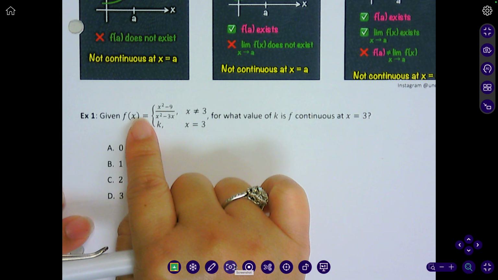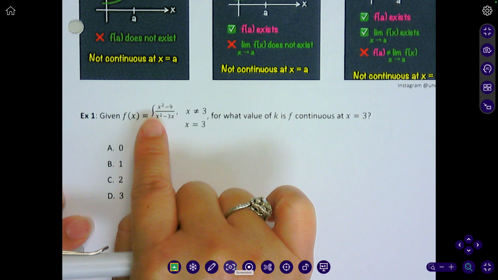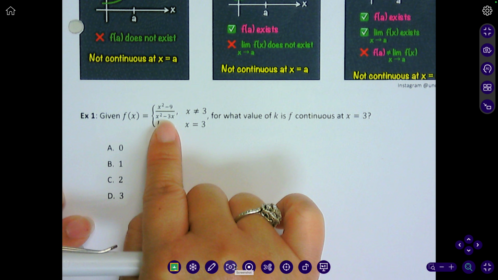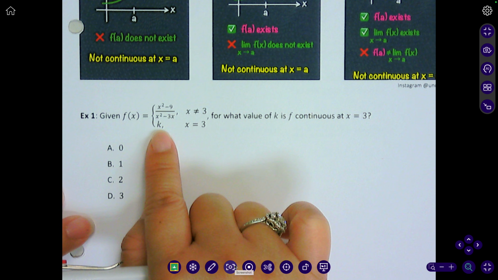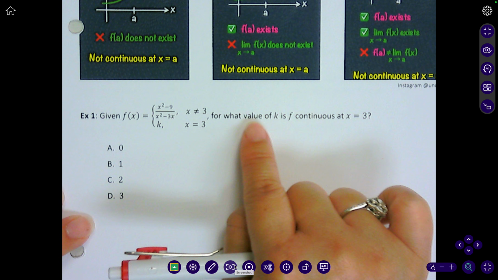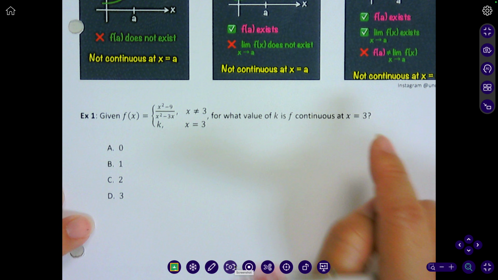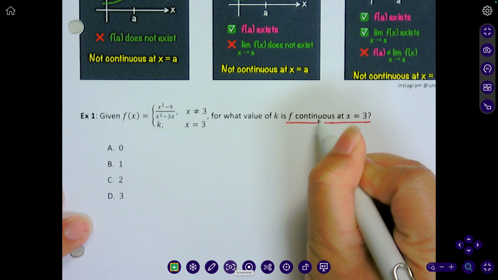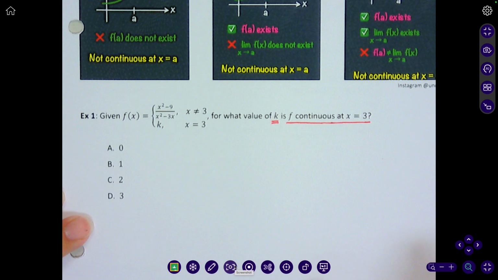Given a function, and this is a piecewise function, for x not equal to 3, the function is x squared minus 9 divided by x squared minus 3x. When x is 3, your function is the value k. So they're asking you, for what value of k is the function continuous at x equal to 3? So what you want to do is assume that the function is continuous, and use that assumption to find k.